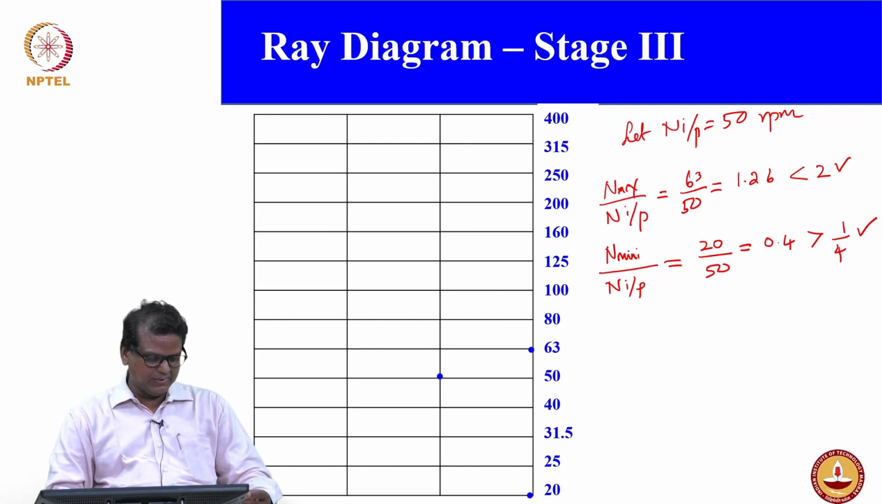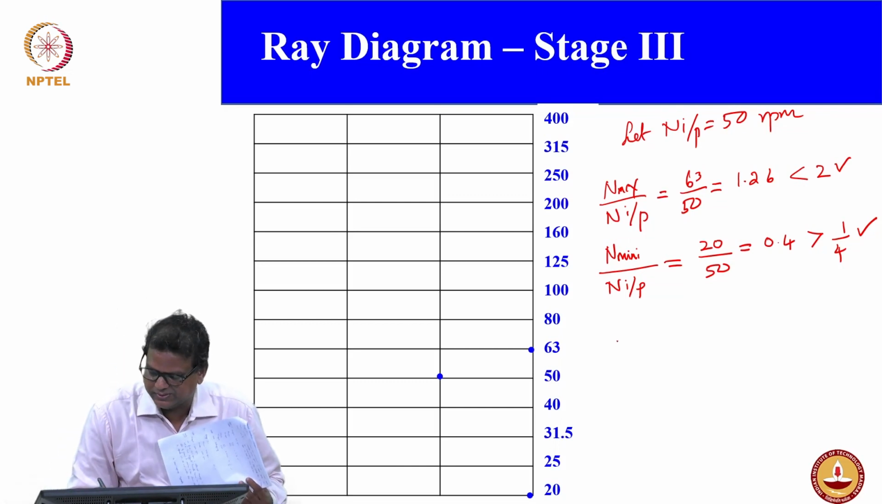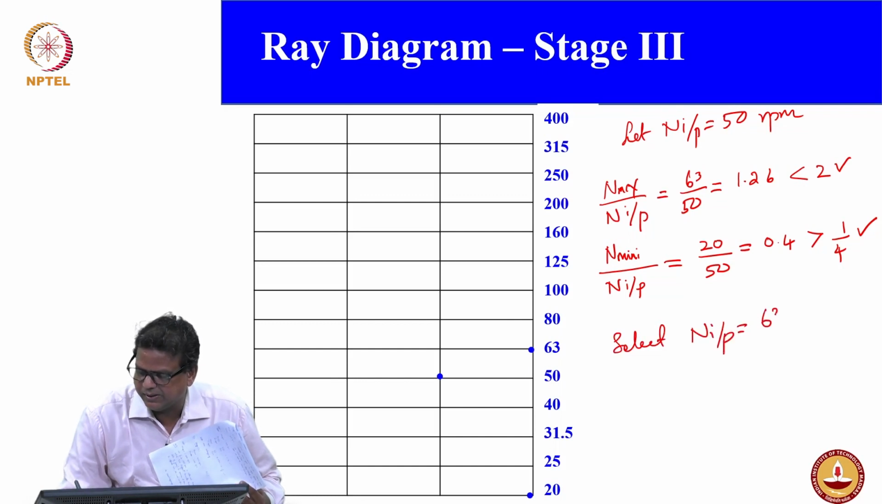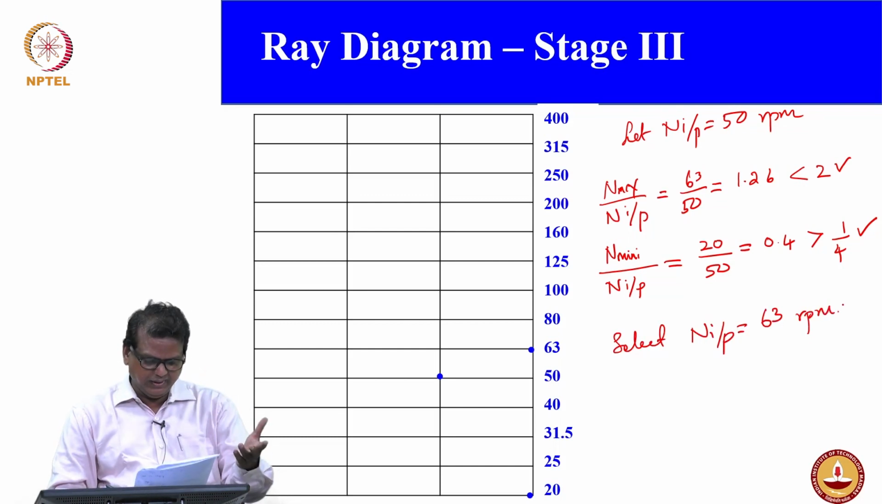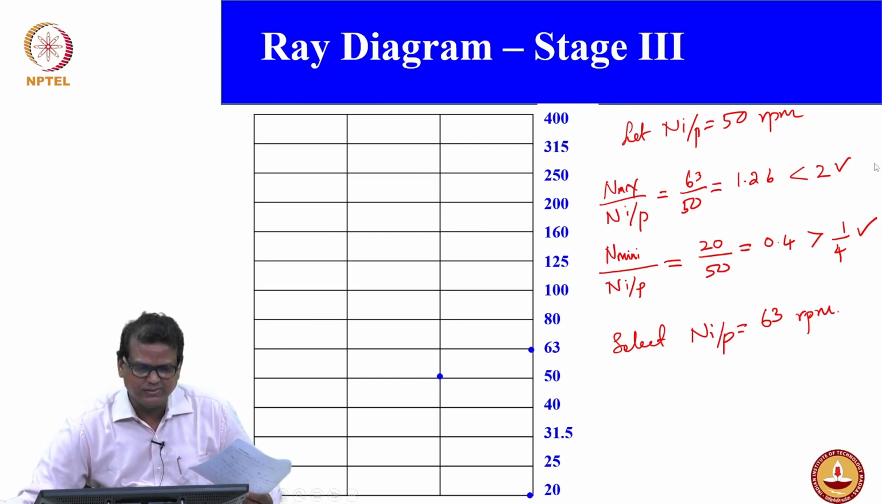However, as I said, we want to have a maximum reduction, so better we choose n input as 63 rpm. In both conditions we select n input as 63 rpm, though both conditions are satisfied, so that flexibility is given, right? Now stage 3 is over.